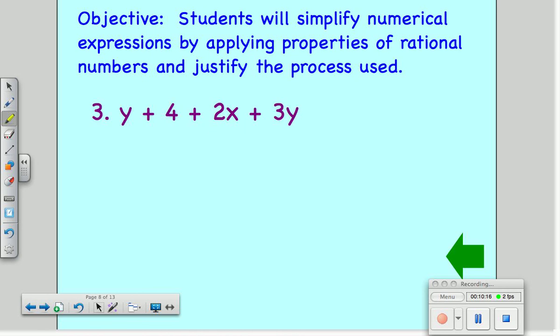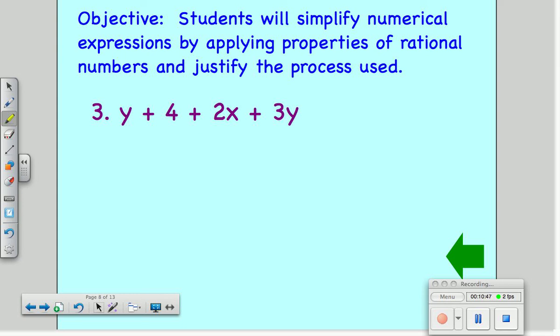Here, I'm going to use two properties. I'm going to use my identity property of multiplication for that y that's standing all on its own to put a 1 in front of it. And I'm going to switch the order of this so that my x's are together, my y's are together, and my constant terms are together. And in math, you always want to put them in alphabetical order. So since in the alphabet x comes before y, I'm going to make sure that x comes first, then y. And then at the very end is going to be my constant term, which is the term without a variable.